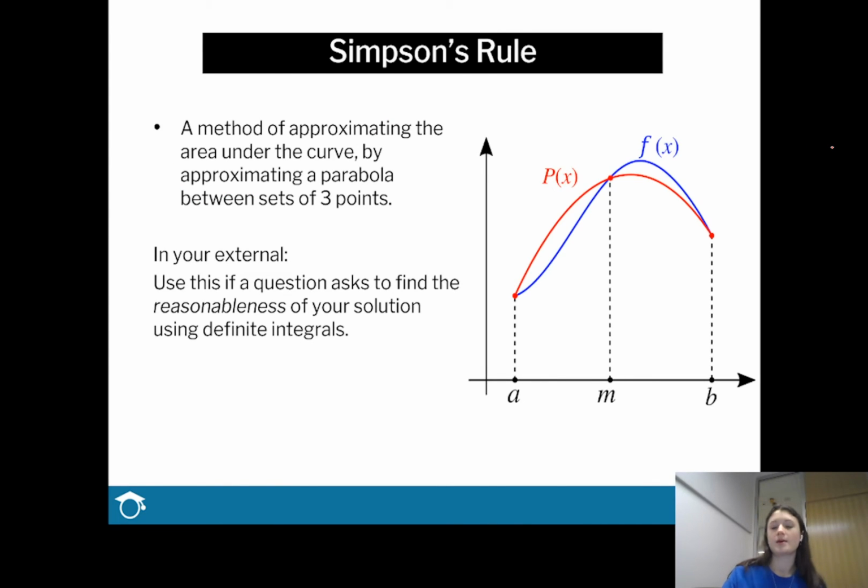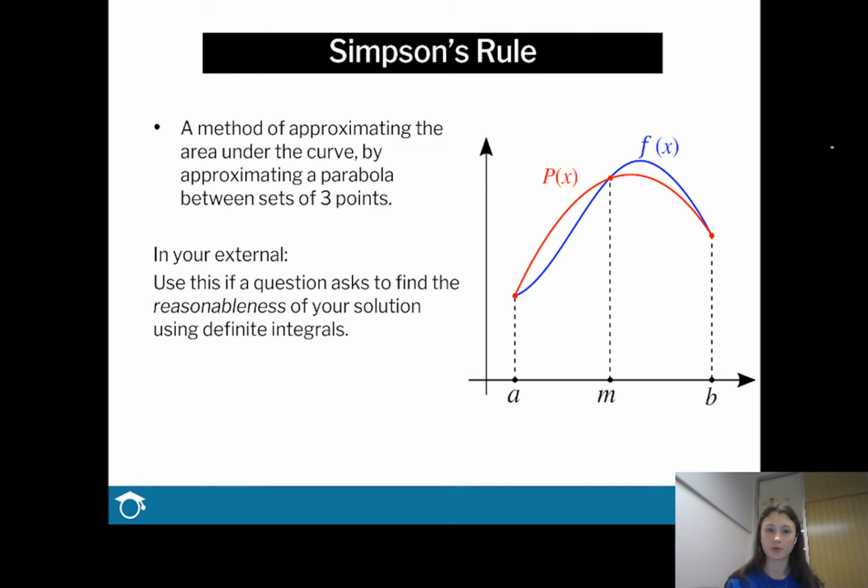Okay, next we are getting onto Simpson's rule. So Simpson's rule is a method of approximating the area under the curve. It is a little bit similar to the rule that we use in methods with all the different, I can't remember what it's called, but all the different shapes underneath the curve. It's a little bit similar in the sense that we're approximating the area under the curve.